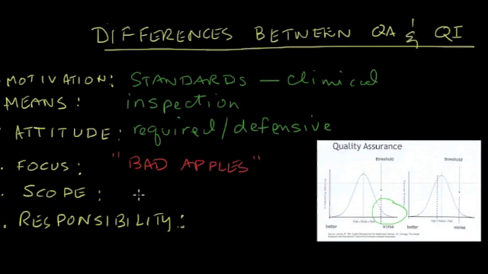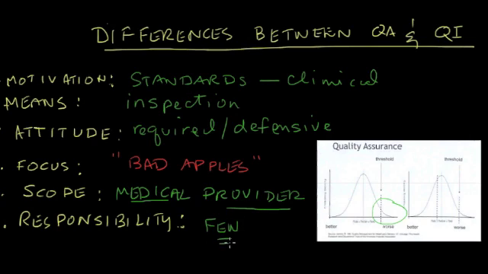So the scope then is on the medical provider. The key point here is the unit of analysis. Unit of analysis is not the stream of data or series of patients, but really more a function of the medical provider and trying to find fault, which is not good. And the last item is responsibility. If you're focusing on just a medical provider, your unit of analysis then is on the few.